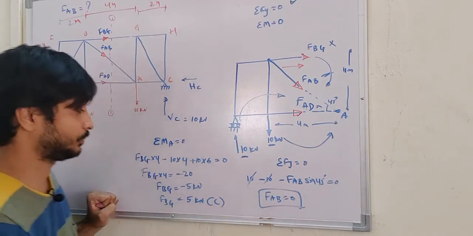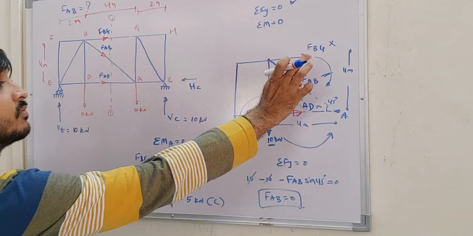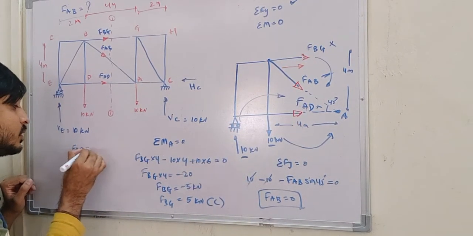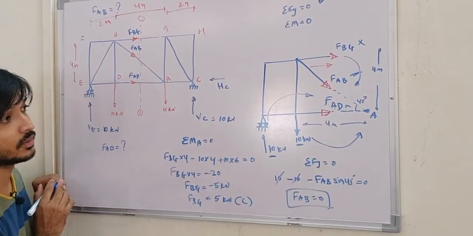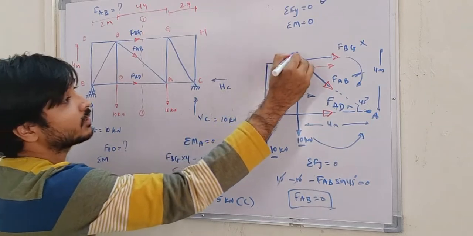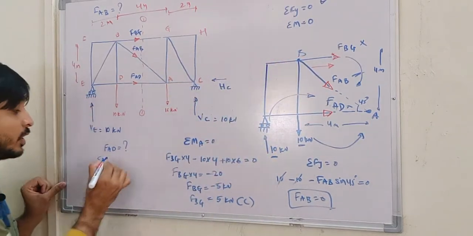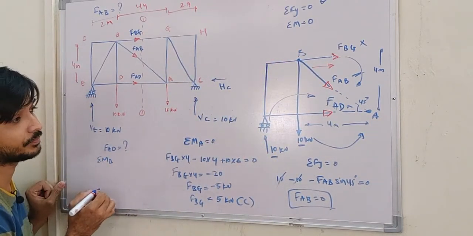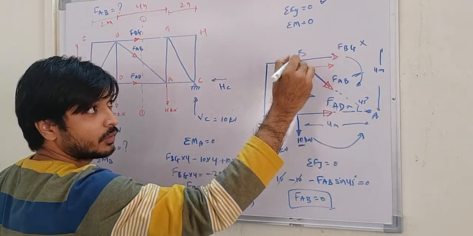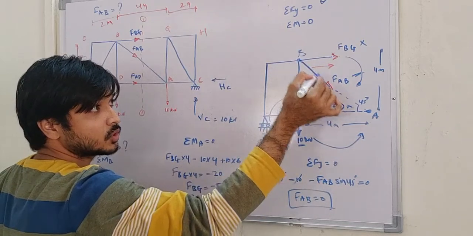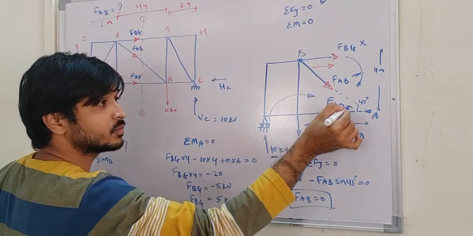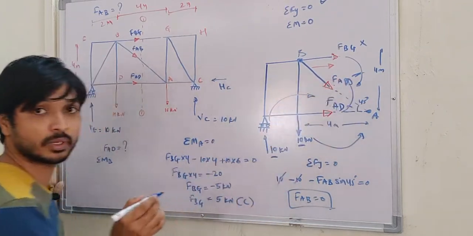So here 0. And if I ask you to calculate FAD, what will you do? Summation of moment about this point. What is that point? B. Summation of moment about point B. If I take that, this will not come because this is also in line with this point B. This is also in line with point B. So these two will not come. This will come. So this will create which moment? This will create an anti-clockwise moment, right?